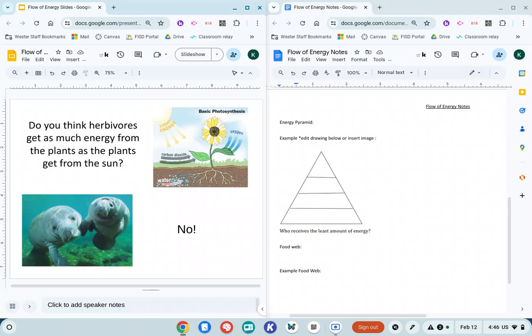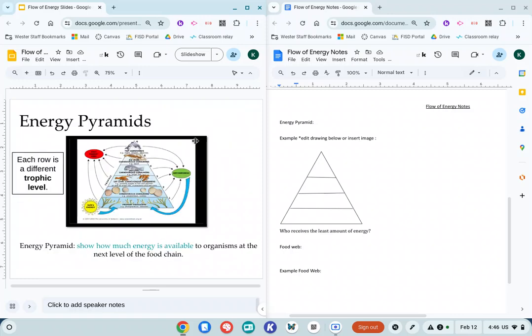As we move through the food chain to the top, the amount of energy decreases in availability. So the amount of energy that organisms get from the things that they consume is less than what the plants originally get from the sun. All right, here's an energy pyramid. Each of the different rows in here are considered different trophic levels. So think about the word autotroph, heterotroph. They're the levels of different types of eaters or producers, right?